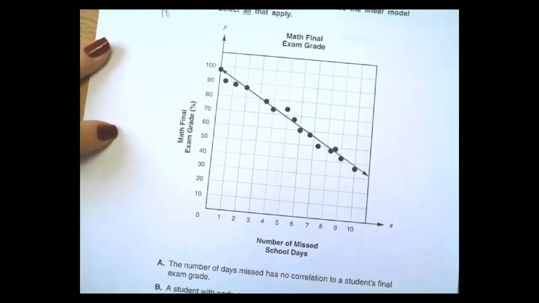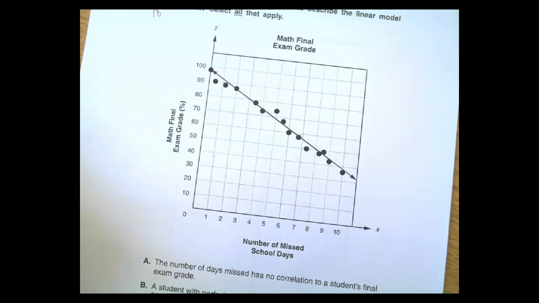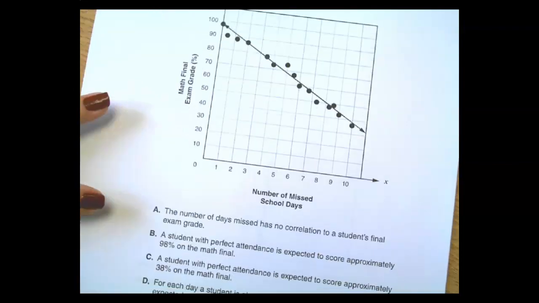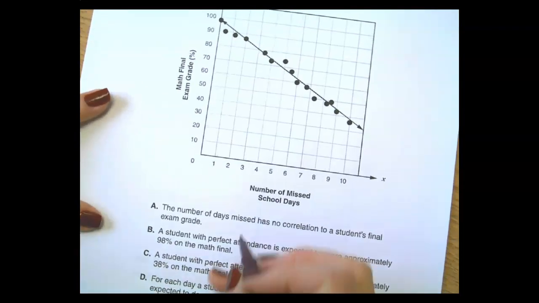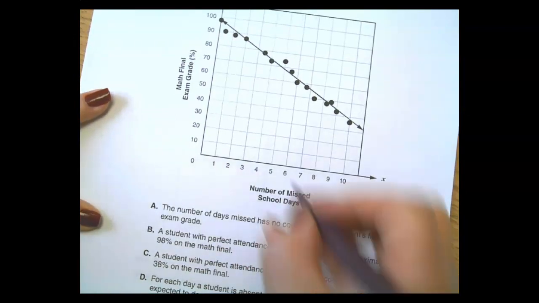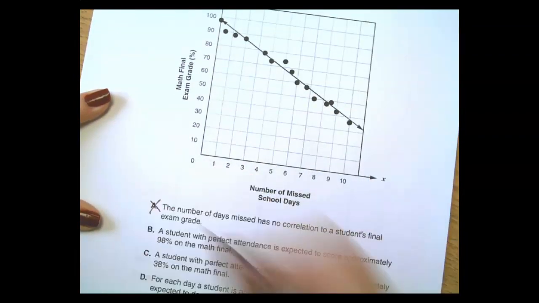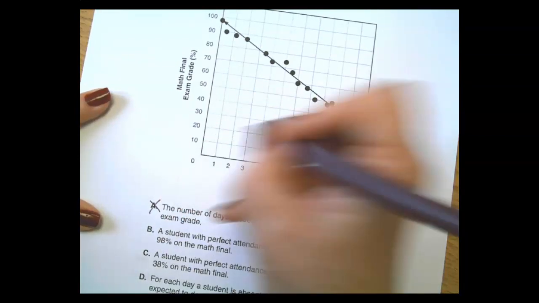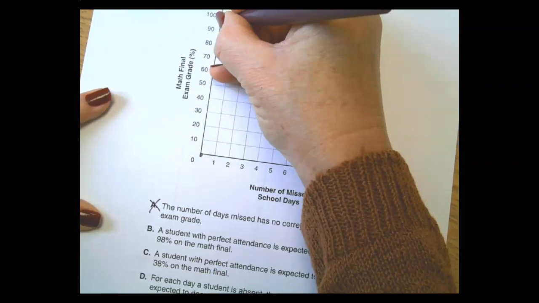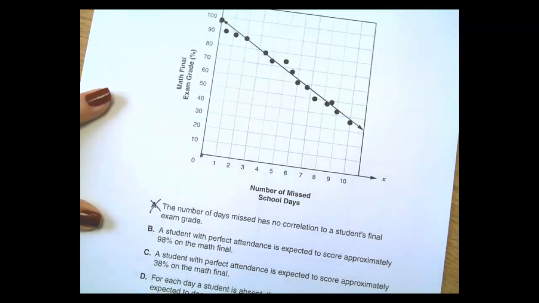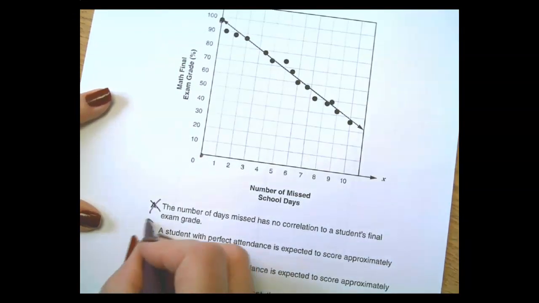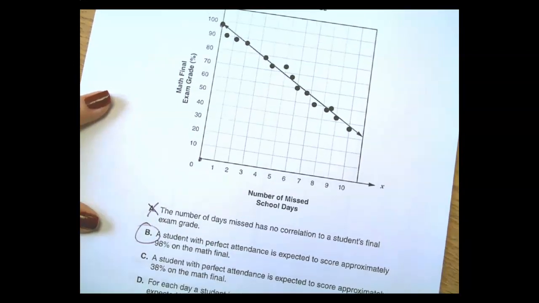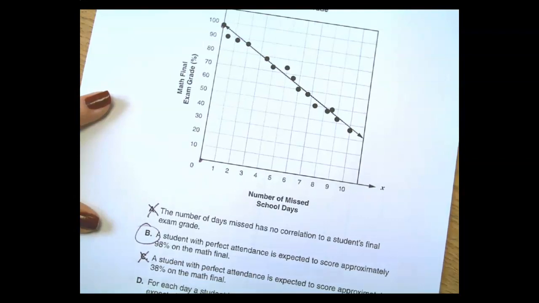Almost done. Which of the following statements describe this? So the number of days missed has no correlation. Well, obviously there's a correlation here, so that's not true. A student with perfect attendance, so this is perfect attendance, right? No school missed. They get about 98. Well, I'm thinking that's pretty true. A student with perfect attendance is supposed to get 38%? Don't think so. For each day a student is absent, it increases.